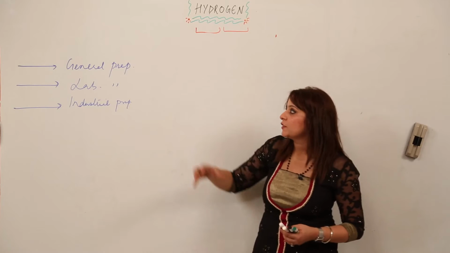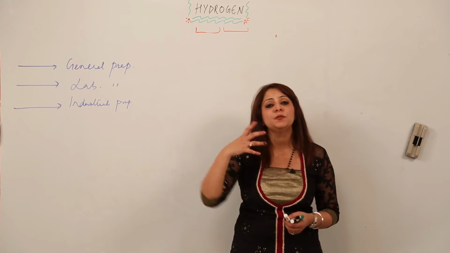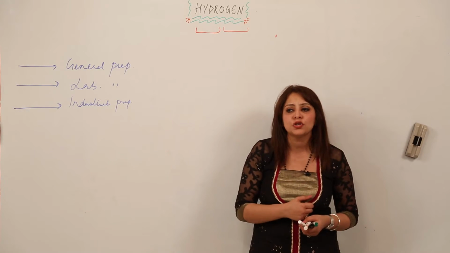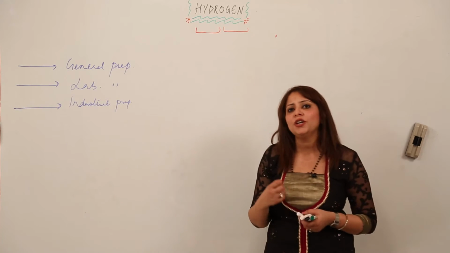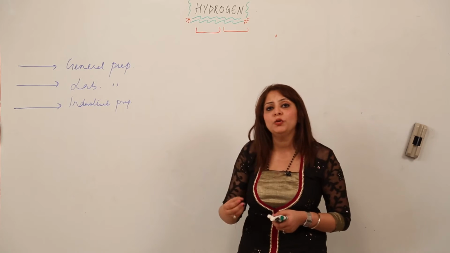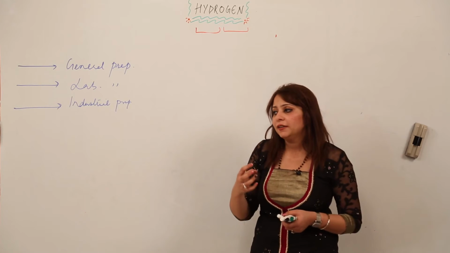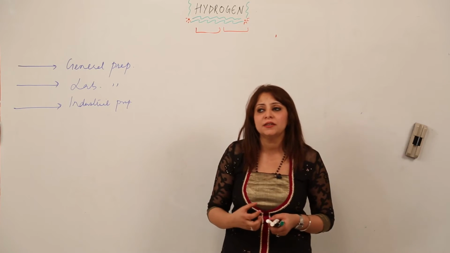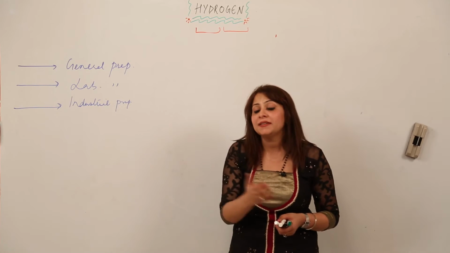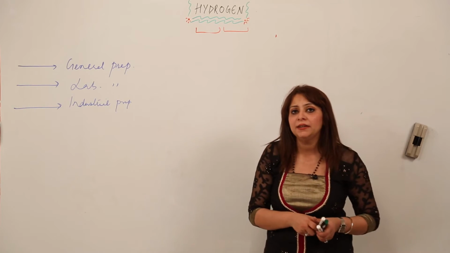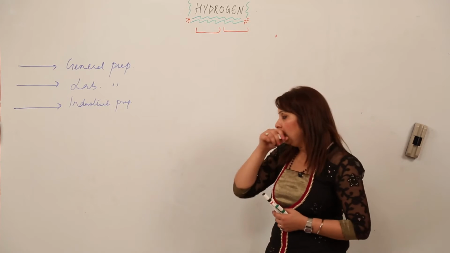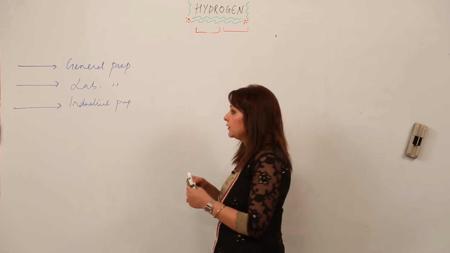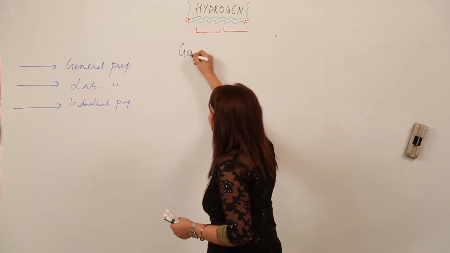So first is the general preparation, meaning the various means by which we can get hydrogen may have certain drawbacks or limitations, so we are not using those general methods. Out of them, only a few we are using, or there are some limitations shown by those methods, but still we get hydrogen in that case. That means the hydrogen is produced as a result of the reactions. So first, I'm taking into consideration the general preparation.